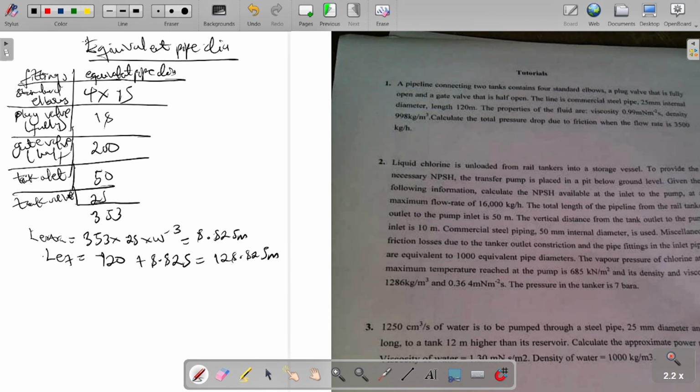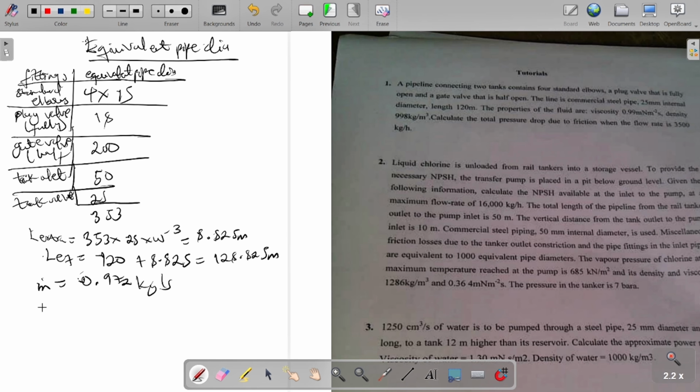Then we just add them. And they give us a certain mass flow rate, 3,500 kilograms per hour. Then we divide by 3,600. So we need to get the mass flow rate from that question. When we divide, we get 0.972 kilogram per second. So you have the mass flow rate now.